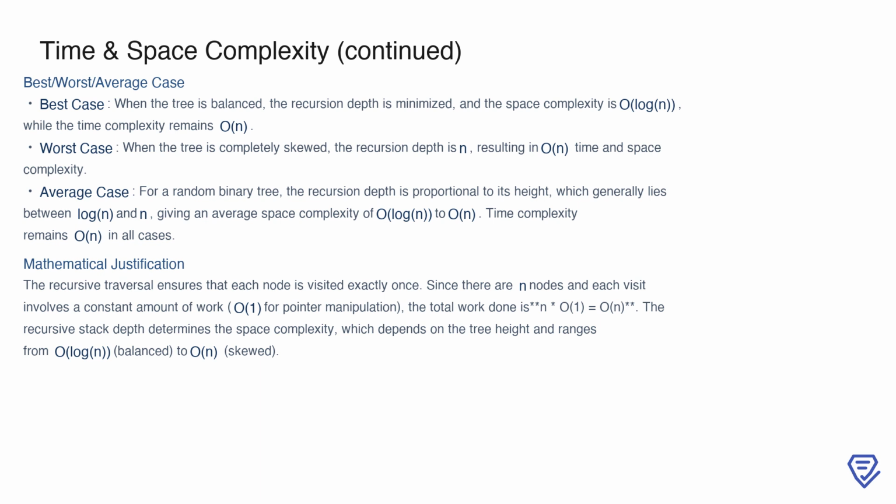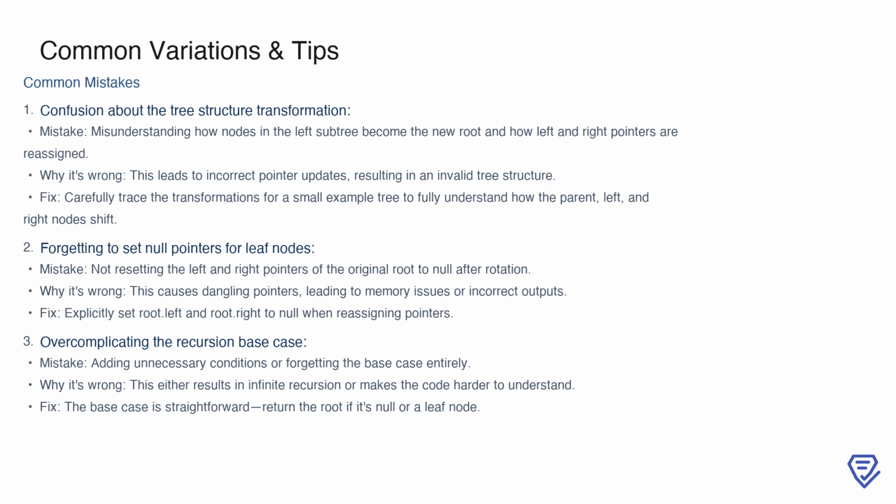The space complexity, however, varies with the tree's height, making it dependent on whether the tree is balanced, skewed, or somewhere in between. When working on this problem, there are a few common mistakes to watch out for. First, there's often confusion about the tree structure transformation. Many people misunderstand how the left subtree nodes become the new root and how the left and right pointers are updated during the process. This misunderstanding can lead to incorrect pointer assignments, ultimately breaking the tree structure.